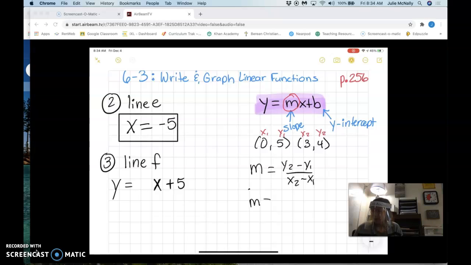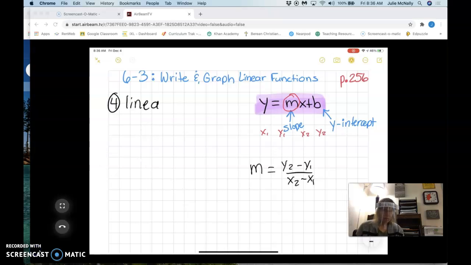So m equals 4 minus 5 over 3 minus 0, which equals -1 over 3. So that becomes my slope for my m.